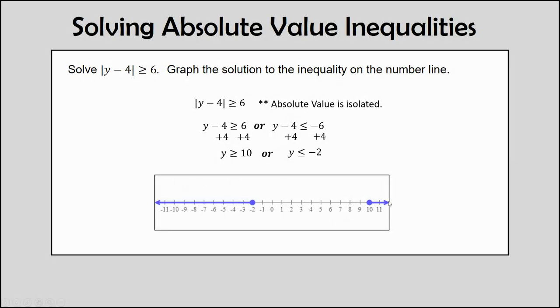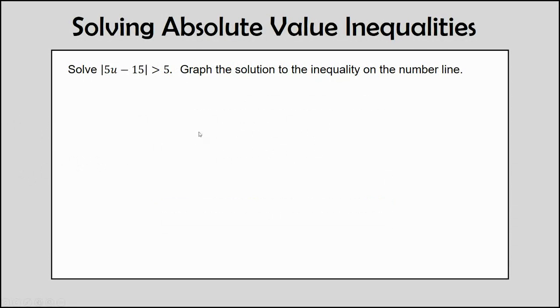Greater than or equal to 10. Less than or equal to negative 2. There's my graph. All the numbers in the shaded areas will make this true if I put them in here. Any number in between these two will make it false because it's not part of the answer group. Okay. I guess I'd have another one.